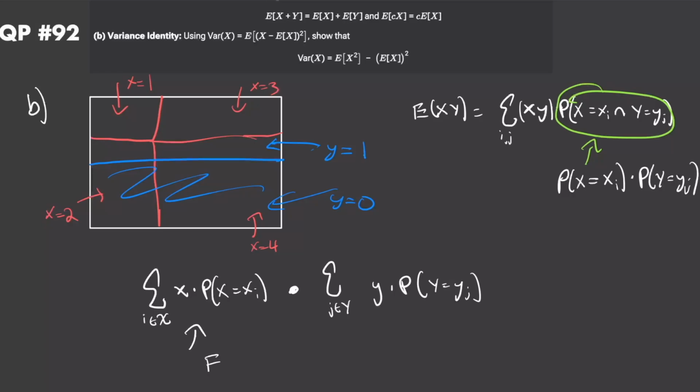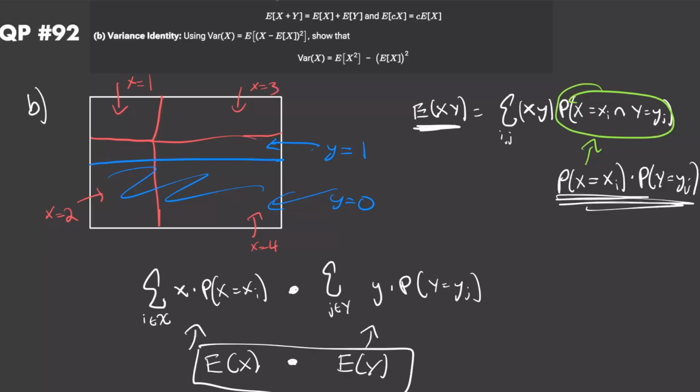This is the expected value of x, and this is the expected value of y over here. So when x and y are independent, the expected value of x times y is just equal to the expected value of x times the expected value of y.